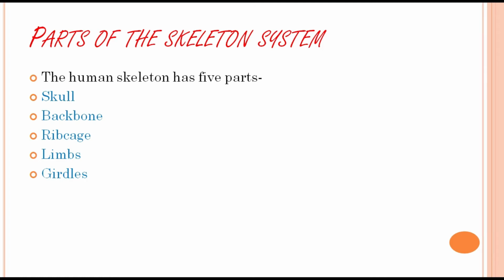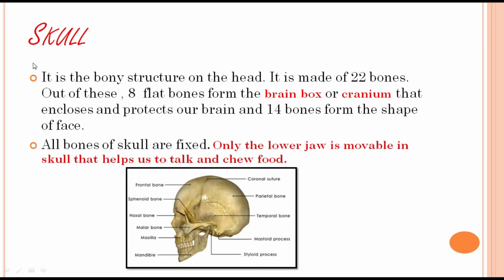So today we will do the parts of the skeletal system. So let's get started. You know that the human skeleton has mainly 5 parts that are skull, backbone, rib cage, limbs and the girdles. So we will do these all in detail for your better understanding. So first of all we will do skull.